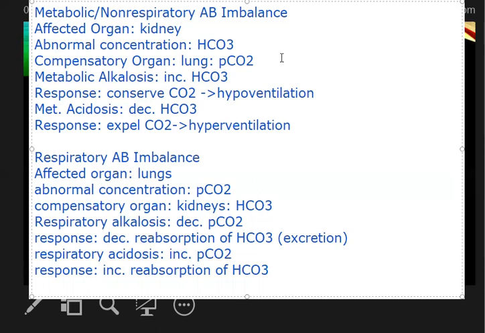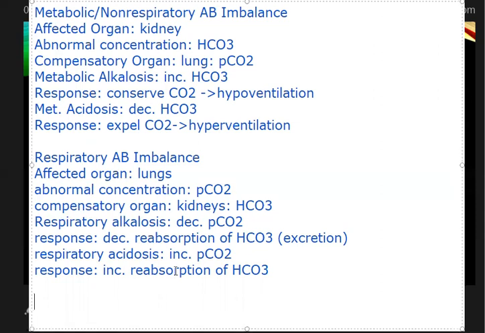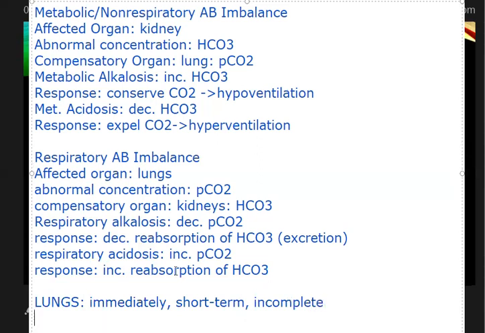Take note that when it comes to compensation, it's hard to talk about, but this is easy, promise. Remember that the compensation made by the lungs is immediate. Your metabolic imbalance is immediately compensated by the lungs. However, take note that this compensation provided by your lungs is short-term and incomplete.